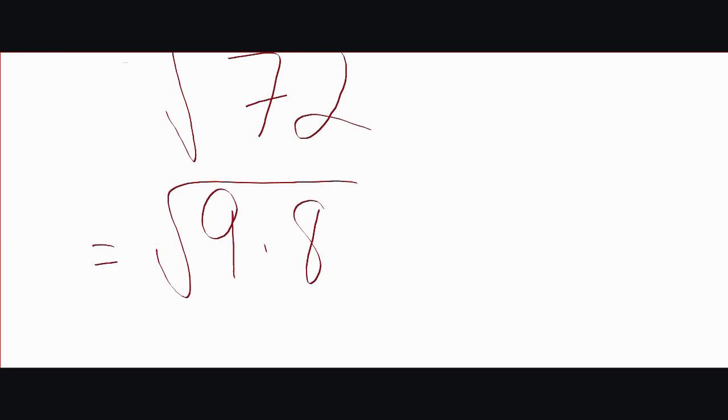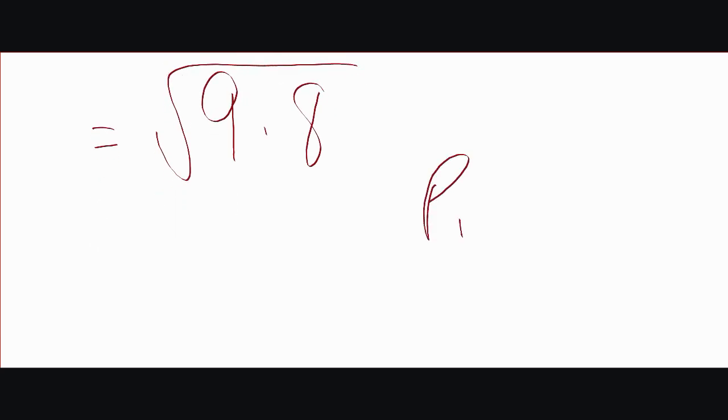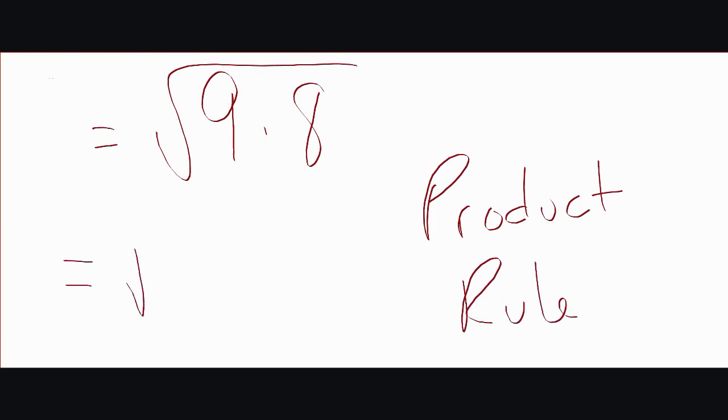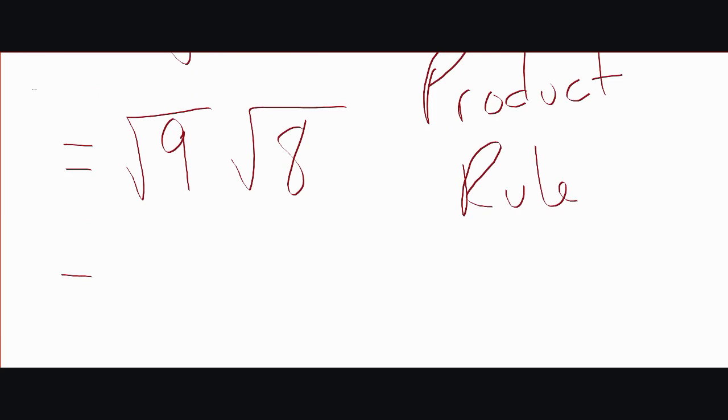For example, 72 is the same as 9 times 8. So this is equal to the square root of 9 times 8. Once again, I can use my product rule. And the product rule tells me that if I have a product inside of the radical, I can make that radical into the product of two radicals, namely the square root of 9 times the square root of 8. Now the square root of 9 is a perfect square. It's 3 times 3. So the square root of 9 is 3. And we bring down that square root of 8.